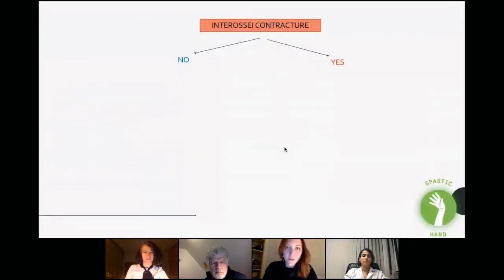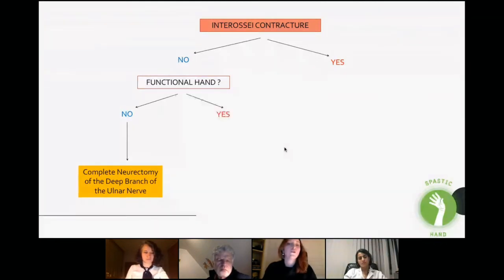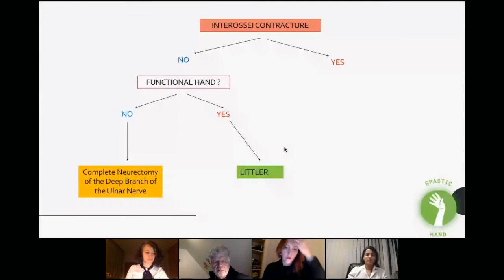So now I'll briefly talk about the techniques. First, we have to assess if there is an interossei contracture by the Finocchietto test. If there's no contracture, we have to know if it's a functional hand or not. If it's not a functional hand, we can perform a complete neurectomy of the deep branch of the ulnar nerve. If it's a functional hand, we prefer to preserve the nerve and to use the Leclercq technique, which is the triangular resection of the dorsal hood.